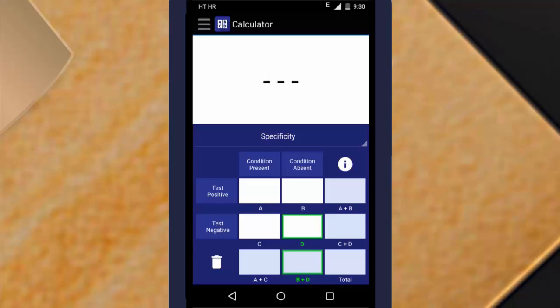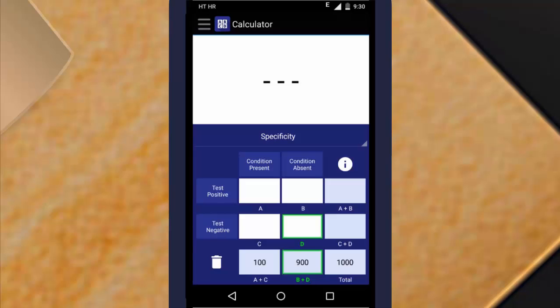A more complicated question may not provide you with all the necessary information directly. Rather, you may have to determine the values that go in boxes D and B plus D by analyzing the data provided. Let's say, for example, there are 1,000 patients in a study, and the prevalence of disease in that cohort is 10%. This information tells us that there are 100 patients with the condition and 900 patients without it.